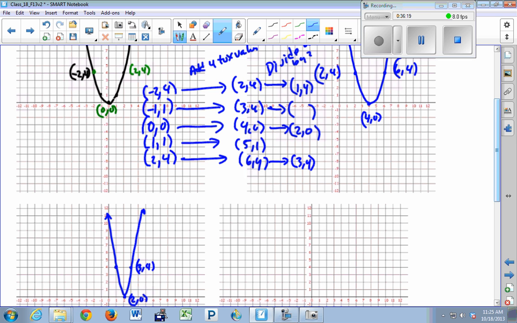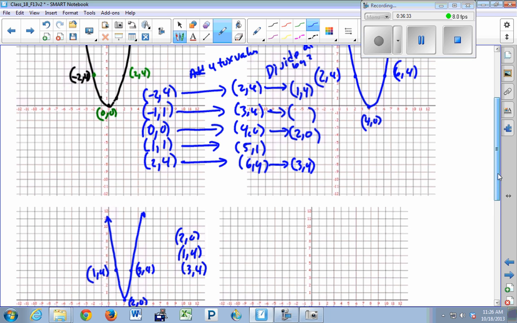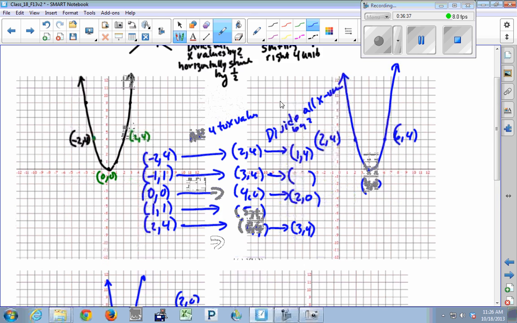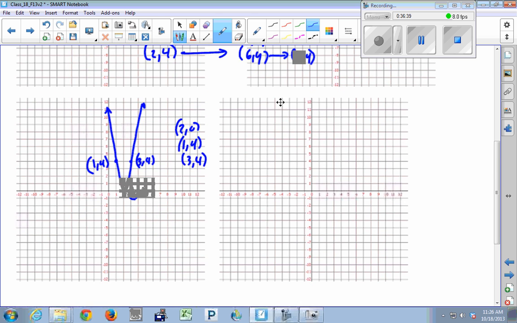So let's put my key points in here: 2, 0, 3, 4. And what was my other one? 1, 4. Notice usually 3 or 4 points will do you. All right, so let's put those points in: 2, 0, 1, 4, and 3, 4. Those are my new points. And now I look up to my equation of my graph and it says the last thing I have to do is add 3 to all my what values?